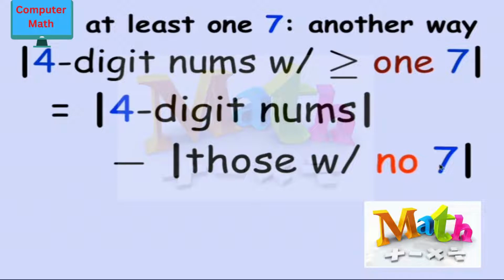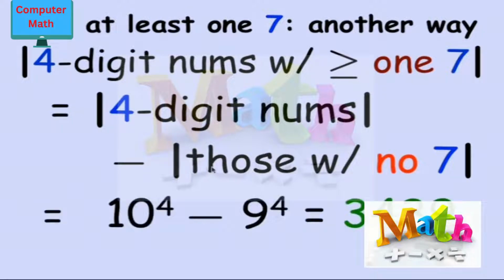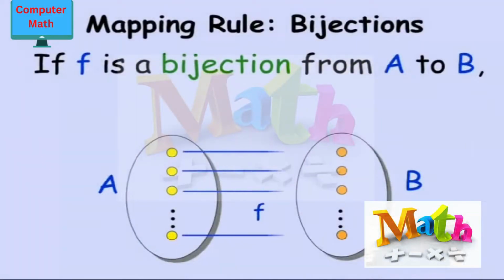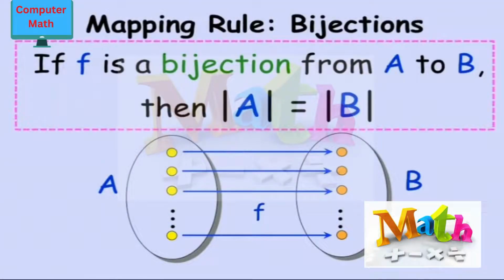Now, the number of 4-digit numbers is easy to count, and it turns out that the number of 4-digit numbers with no 7s is also really easy to count, because the number of 4-digit numbers is 10 to the 4th, and for the number with no 7s, there's 9 possible choices for each digit, the digits 0 through 9 leaving out 7, so it's 9 to the 4th. And you can double check that 10 to the 4th minus 9 to the 4th is 3439.